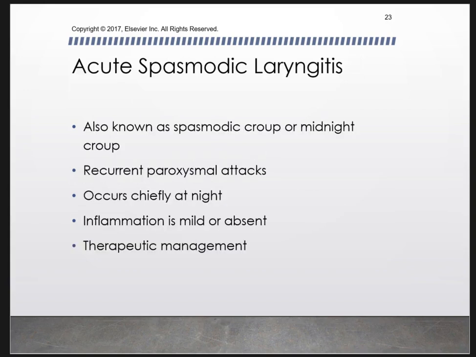All right, acute spasmodic laryngitis, it's distinct from the other croup syndromes, okay? So it's known as spasmodic croup or midnight croup. This one is recurrent paroxysmal attacks, meaning it happens, but only at a certain time, and in this case, it's going to be at night, okay? The inflammation is mild or absent compared to the other laryngitis croup scenario we were talking about here. And the management here is going to be the same as the infectious croup.